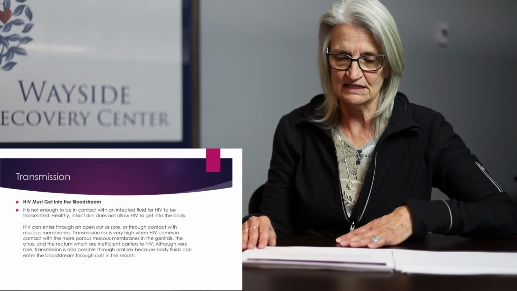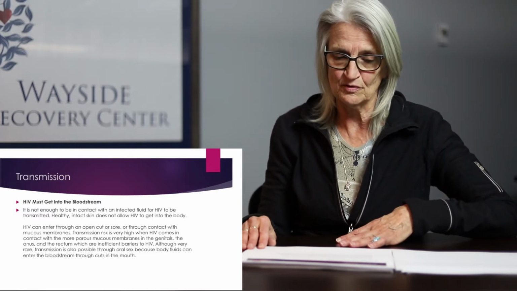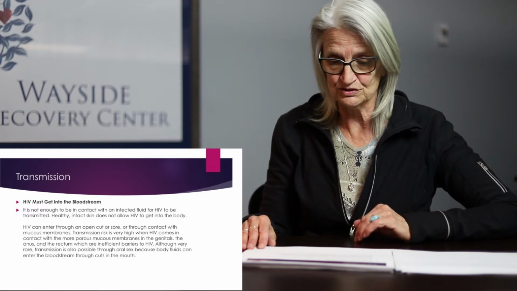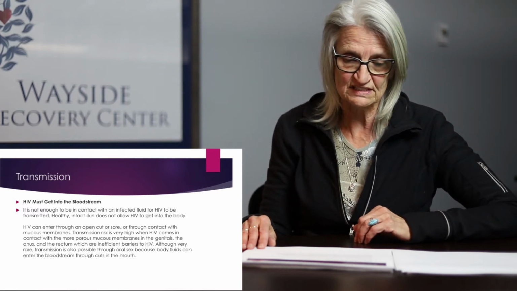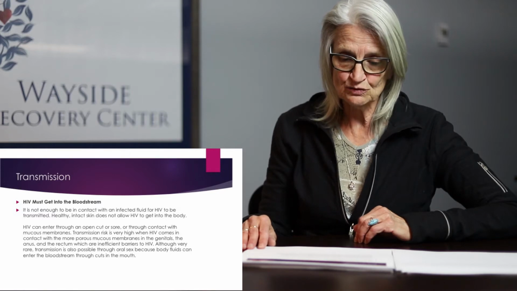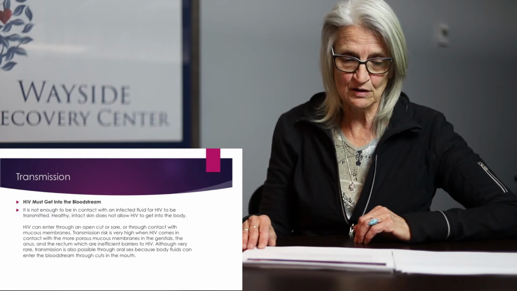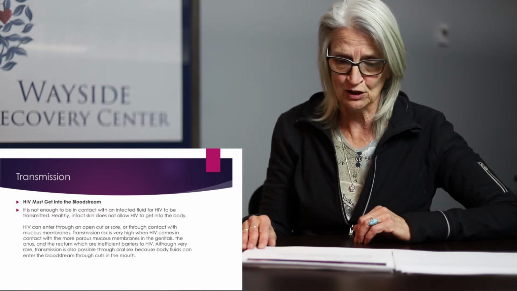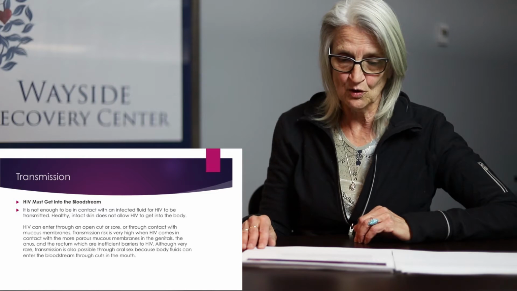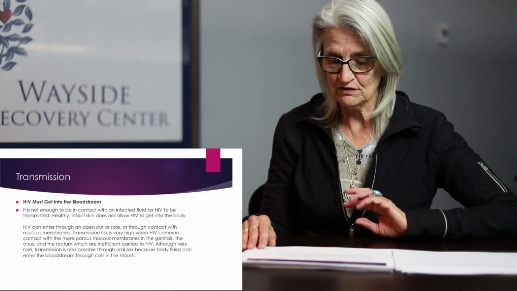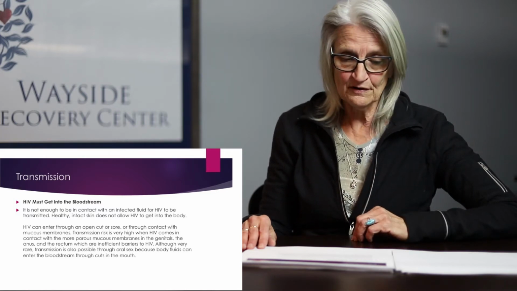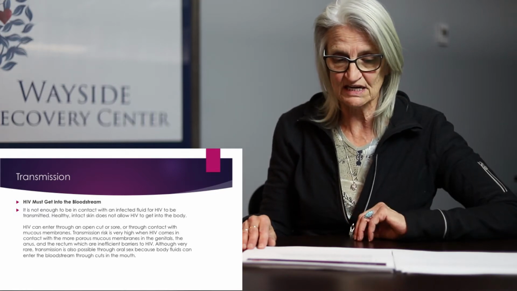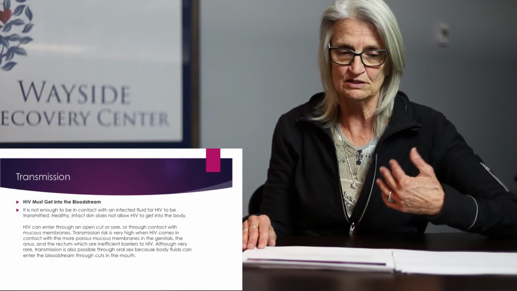Healthy, intact skin does not allow HIV to get into the body. HIV can enter through an open cut or sore or through contact with mucous membranes. Transmission risk is very high when HIV comes in contact with the more porous mucous membranes of the genitals, the anus, and the rectum, which are insufficient barriers for HIV. Although very rare, transmission is also possible through oral sex because body fluids can enter the bloodstream through cuts in the mouth.